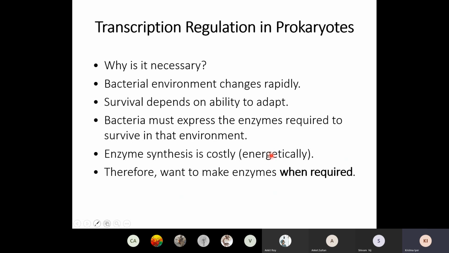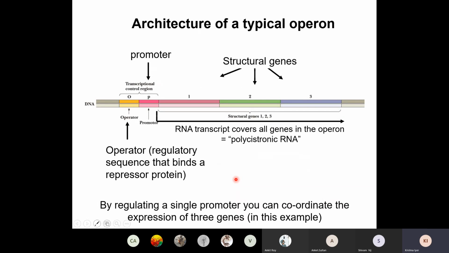So what the bacteria does is makes it only when it is required. Other than that, it doesn't make it. But the way it sets it up is that the minute it senses that the enzyme is needed, it will trigger the synthesis through what are called activator proteins. So see what happens in case of lac operon.